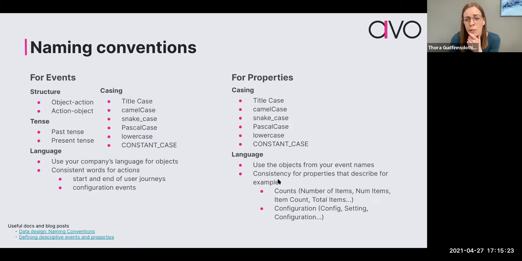Then also try to have consistency for properties that describe, for example, counts. There are many ways to create a property that describes counts. There's number of items, num items, item count, total items. Try to stick with the same convention. So have always number of, or always something count. And same for, for example, configuration. Try to always stick with the same words, because it's going to be so much easier to navigate and decreases the risk of duplicates.